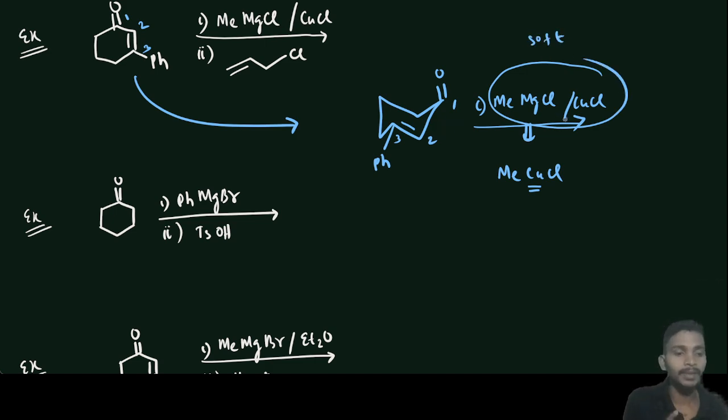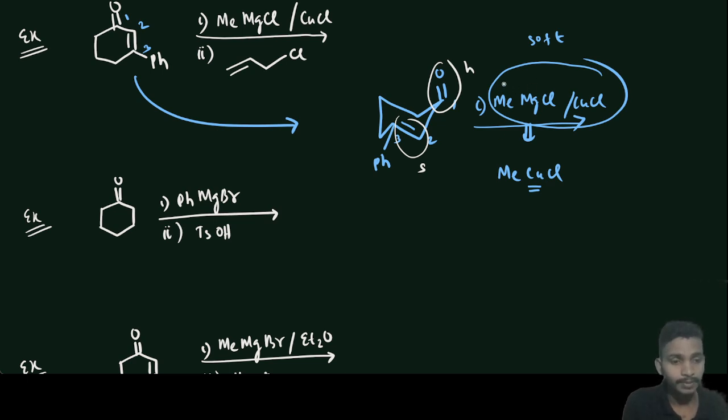Now if CuCl is not mentioned, in that case it is a hard reagent. But if copper with any halogen is given, then the magnesium is replaced by copper, and the whole thing becomes a soft reagent. Otherwise, if it is not mentioned, then it is a hard reagent. Now we see that this C=O is hard and this is soft. So soft has a good interaction with soft.